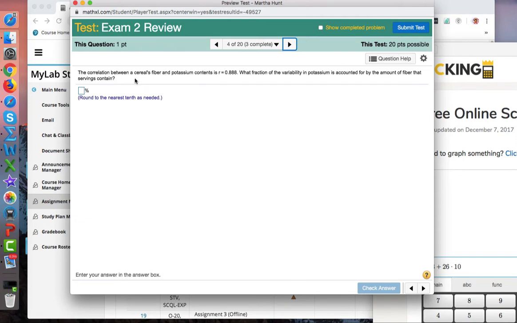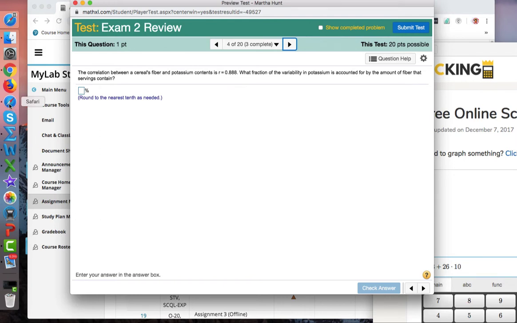The correlation between fiber and potassium is 0.888. What fraction of the variability in potassium is accounted for by the amount of fiber in the serving? Well, if you square the correlation coefficient, you get the coefficient of determination, and that's the statistic that explains the fraction of variability in the y variable that is accounted for by the x variable.